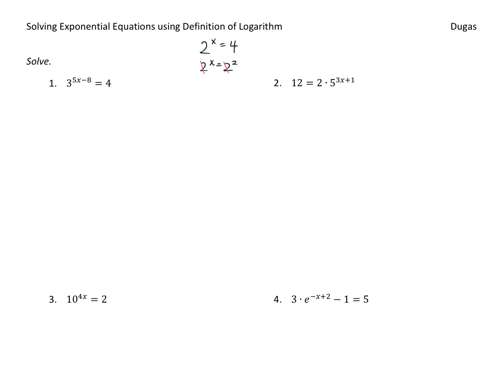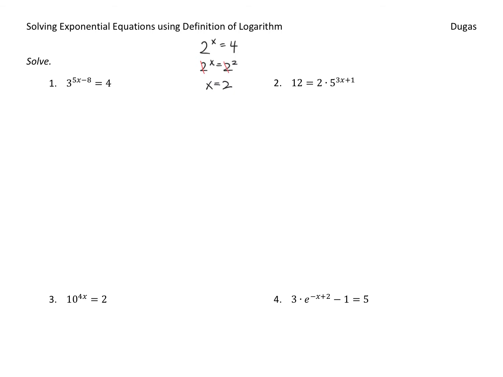Since we know that the bases are equivalent, that means the exponents must also be equivalent. So we could just rewrite the equation with exponents. So x equals 2, and that gives us our answer. So our first method or technique or process was to get the bases to be the same on each side of the equation and solve.